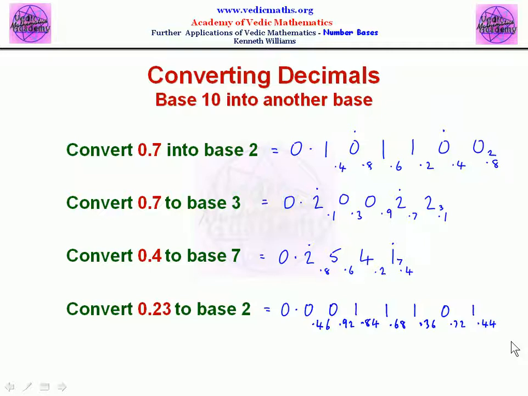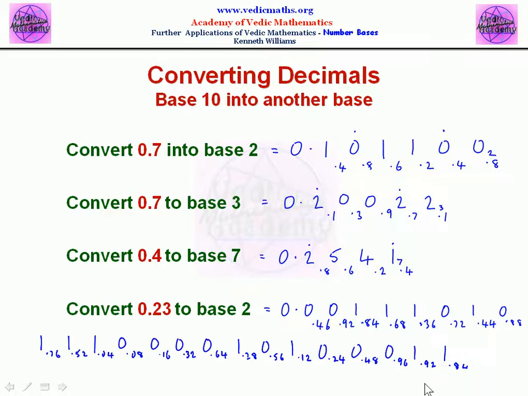If you'd like to pause and carry on, there are 22 figures after the decimal point before it starts to recur, so it goes on for quite a while. I'll put up the rest of these now. So here are the next few figures, and you can see it starts to recur. We've got 1.84 here, which we had at this point, and we had 0.92 before it, which is here. So in fact it recurs from here to here. There are 20 figures in that recurring block, and the halfway point comes here.